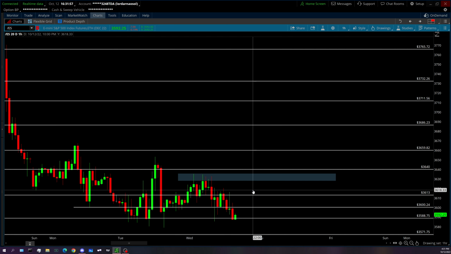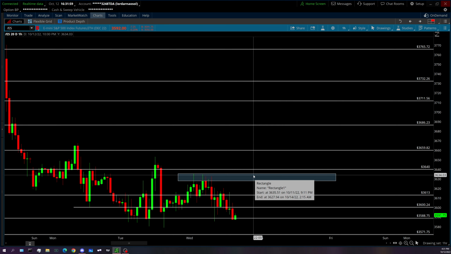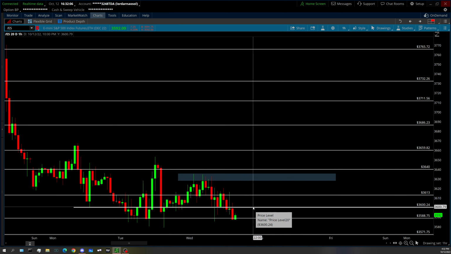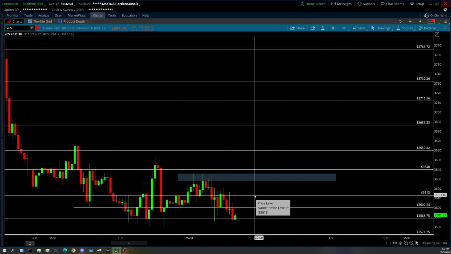I already know all the powers of 10, but what about the other random ones that are just strange numbers? Well, I draw the key levels for that reason. I already know 3600. I already know 3610. I already know 3620, 30, 40, 50, 60, 70, etc. I already know all those things.